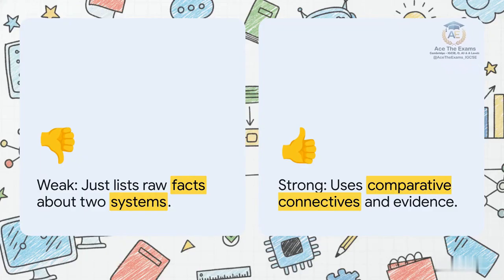Now look at the strong answer. It identifies similarities and differences, but it uses comparative connectives. It says, while both System A and System B control access, System B's biometric approach mitigates the risk of credential sharing, whereas System A remains vulnerable to brute force attacks. Do you see the difference there? The strong answer doesn't just list facts, it uses connectives like whereas to actively connect the facts to the underlying security risk. That is how you analyze.